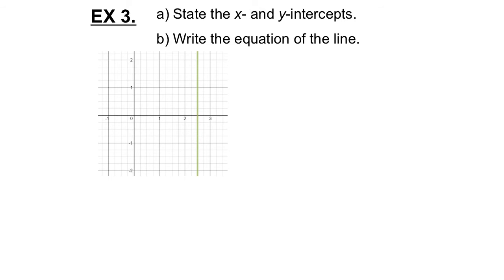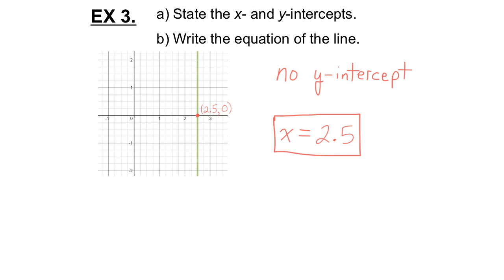And we're going to accomplish the same goal in example 3. State the x and y intercepts and write the equation of the line. Well, here's the line. What's the x-intercept? Well, it looks like it's in between 2 and 3, so it's 2.5. The coordinates are 2.5, 0. What about the y-intercept? Well, this is a perfectly vertical line. There is no y-intercept. Because this is a vertical line, we have to remember how to write an equation of a vertical line. It's going to be x equals, not y equals. Well, what does x equal? It always equals 2.5. So that's the equation of this line, x equals 2.5.